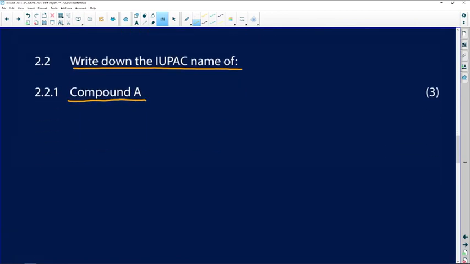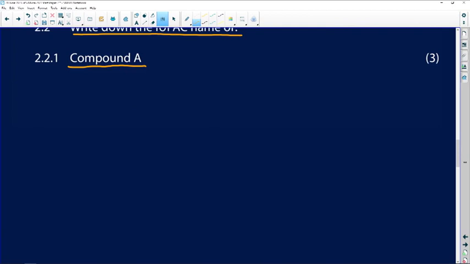So what we are going to do now is draw the organic compound. We have CH3 here.